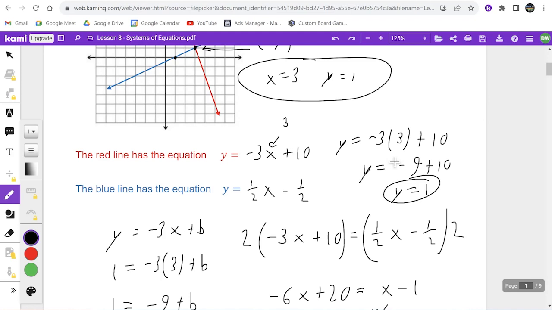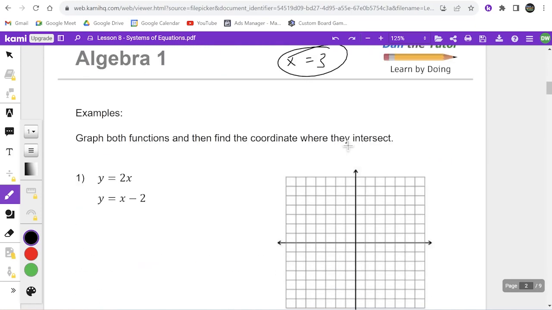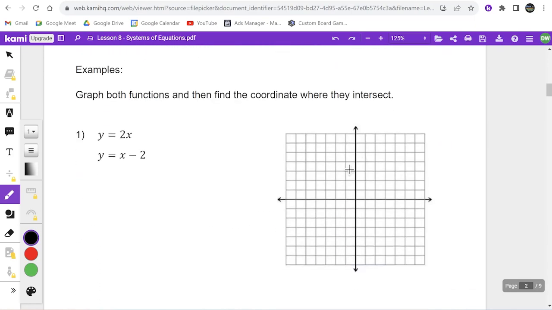So with that... I remember stuff now. You remember it now? Yes. Well, good, because we're going to be doing it a lot.